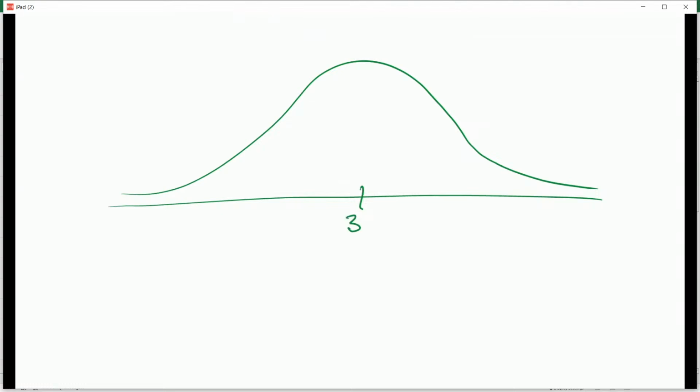Okay, so this is 32. That's the mean. Standard deviation was 0.02. So that means that this would be 31.98 and 32.02. So let me just remind you, the mean is 32, standard deviation 0.02. So far, so good?